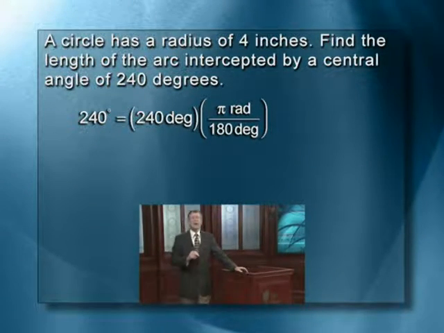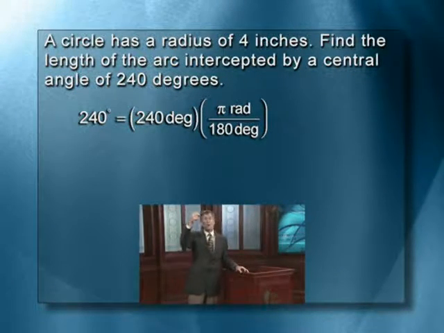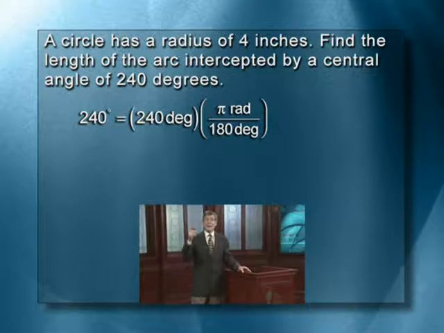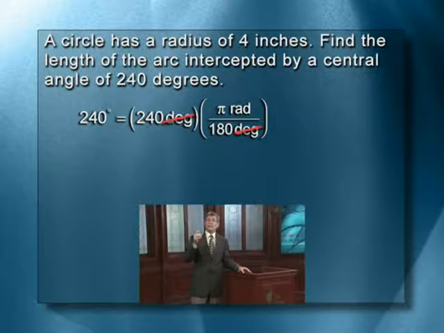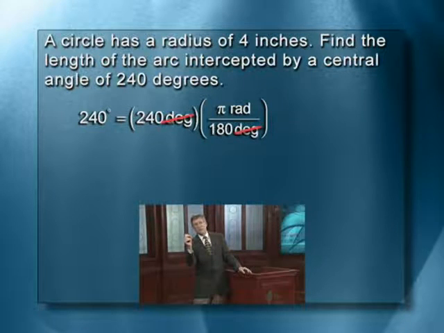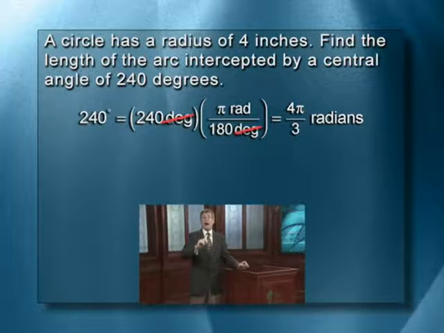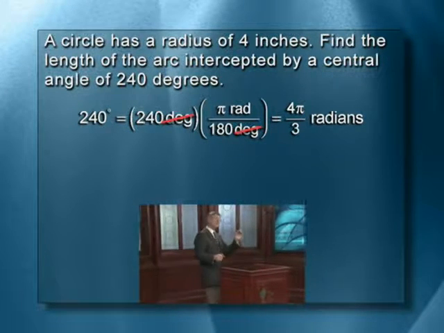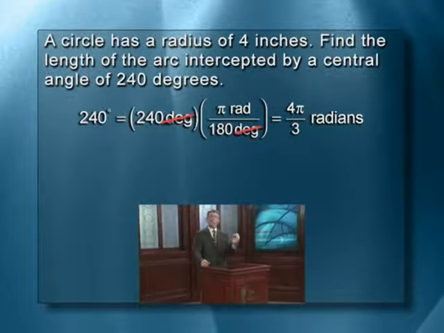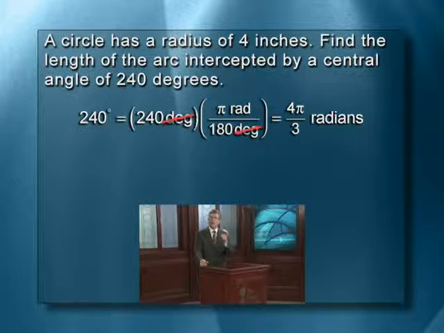Okay, the first thing you're going to have to do is convert degrees to radians, because that formula, S equals r theta, is a radian formula. So let's do the conversion. 240 degrees, multiply by the conversion factor pi over 180, and then the word degree cancels, and you're left with, well, 240 over 180 is 24 over 18, or 4/3 pi. And there's a pi in there, so 240 degrees equals 4 pi over 3 radians.